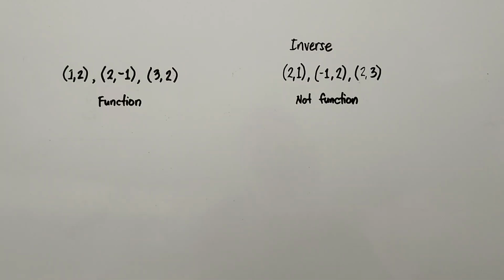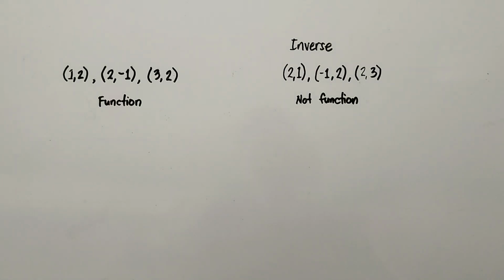How to get its inverse? Just simply interchange the x and the y coordinate of every pair. This is the inverse of this set. Take note that the inverse of this set is no longer a function because the x-coordinate 2 appears twice.